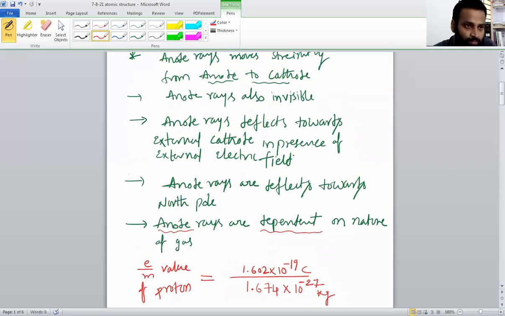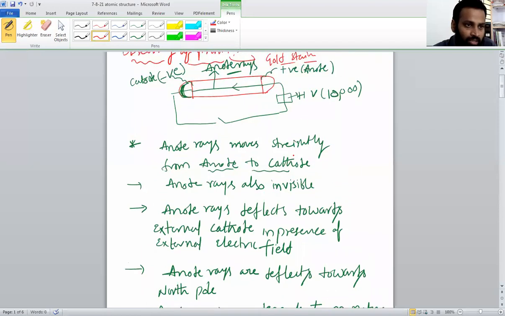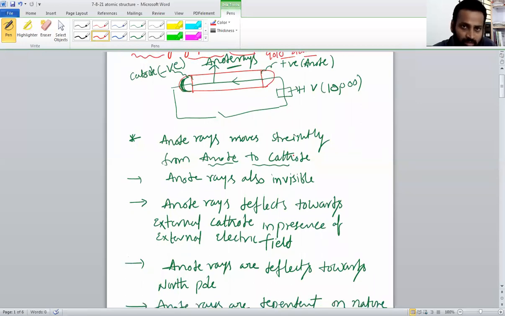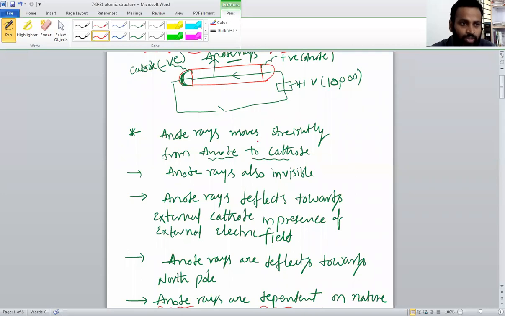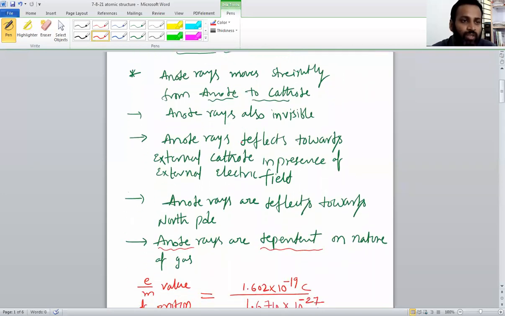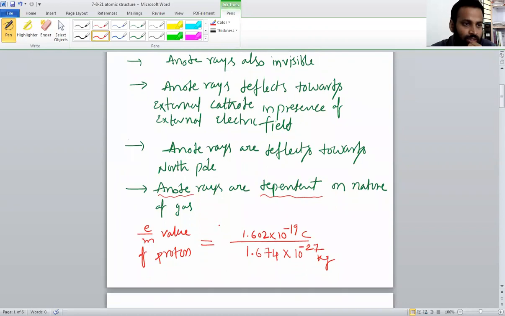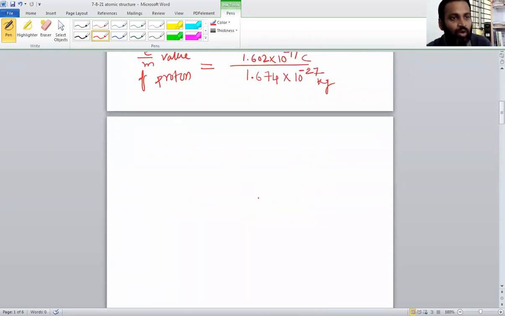You can check once. So the anode rays diagram: how they were discovered by Goldstein, and they move from anode to cathode, in the opposite manner of the cathode ray path. Anode rays moving from anode to cathode are invisible. We can observe them as a flash on a zinc sulfide screen, and we use a high voltage battery. These are just the properties of anode rays. You can check those. Got it? Thank you. So this is about the E by M ratio of a proton.